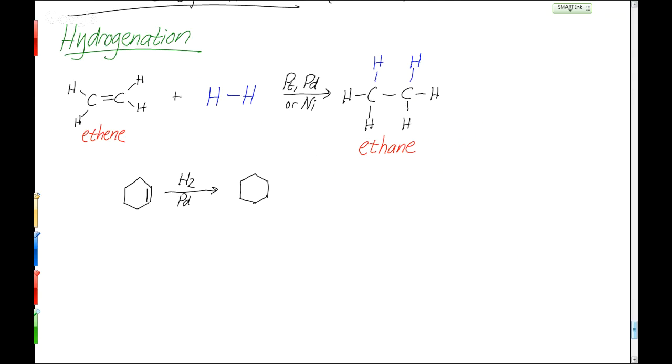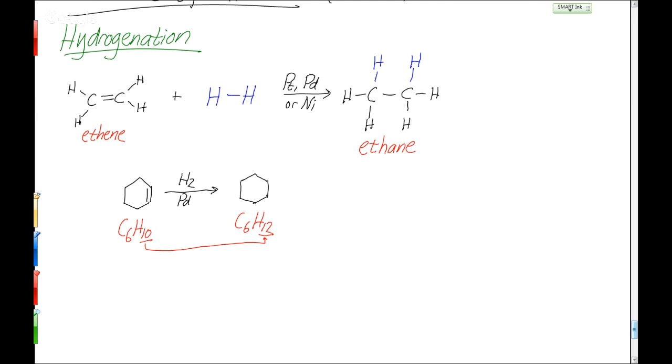And when you draw in line structures, it really just looks like you're getting rid of the double bond, but you're actually adding hydrogen. If we count up that molecular formula, this is C6H10, and this is C6H12. So we've added 2 hydrogens in the course of this reaction.